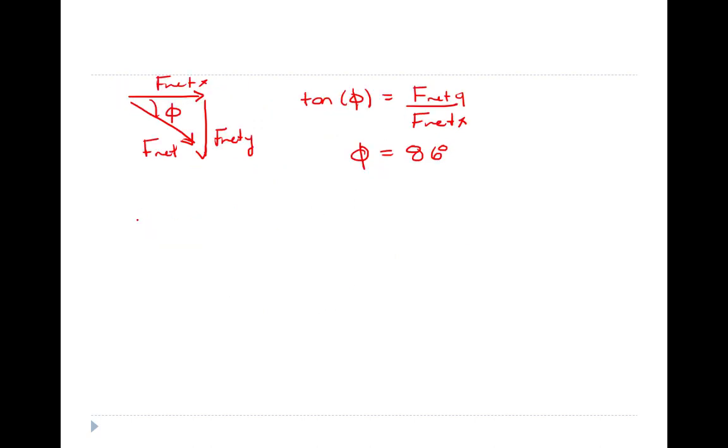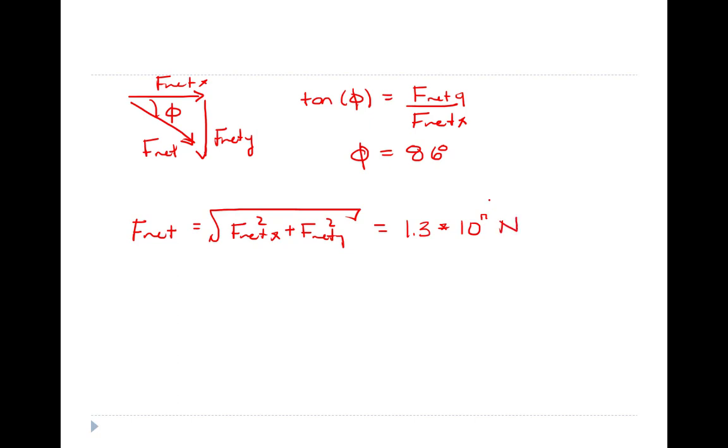Okay. I can find the magnitude of F net using the Pythagorean theorem. And when you plug the numbers in, you get that F net is 1.3 times 10 to the 11th newtons, which seems exactly like what F net y was, and really what's going on is round off error. We're not keeping enough digits to see a difference in F net from F net y because of the number of digits we're keeping track of here.